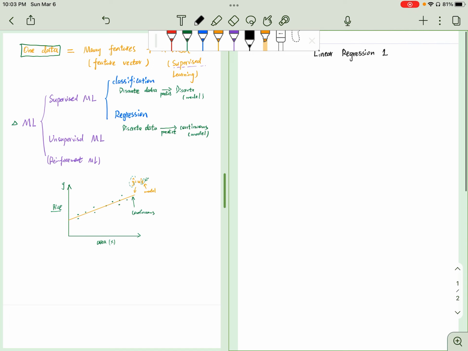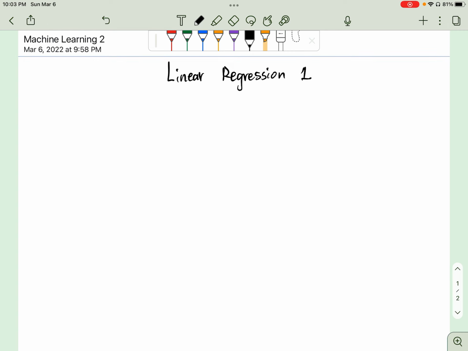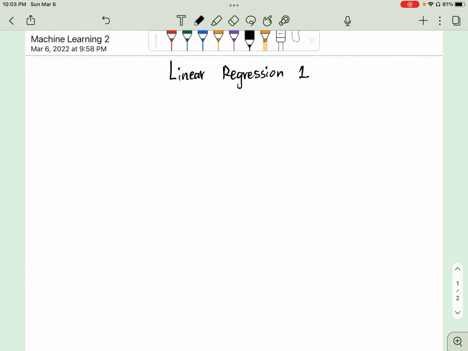So in today's video, I want to focus on the linear regression problem here. I think I will have 2 or 3 videos on linear regression because I think this is very important. So this is linear regression part 1 here.